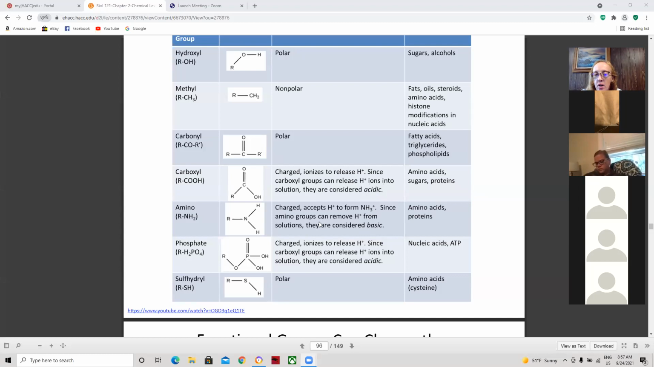Amino groups are charged because they can accept hydrogen ions to form ammonium ions, meaning they're considered to be basic. Phosphate groups are charged and ionized to release hydrogen ions, which means that they're also considered to be acidic. And sulfhydryl groups: if you remember, oxygen is on the top right of the periodic table. Sulfur is right below it. So a lot of times a sulfhydryl group will work like a hydroxyl group will.